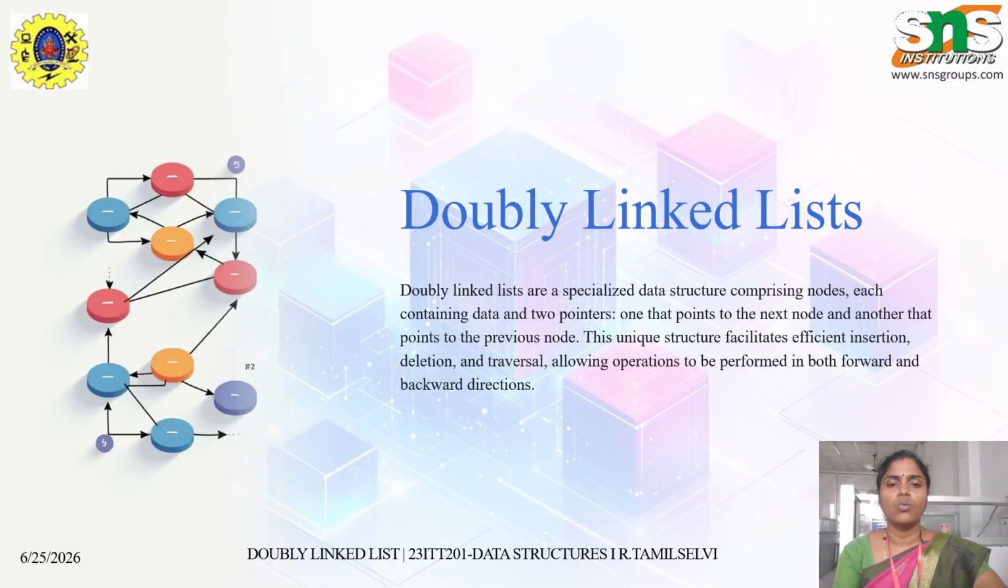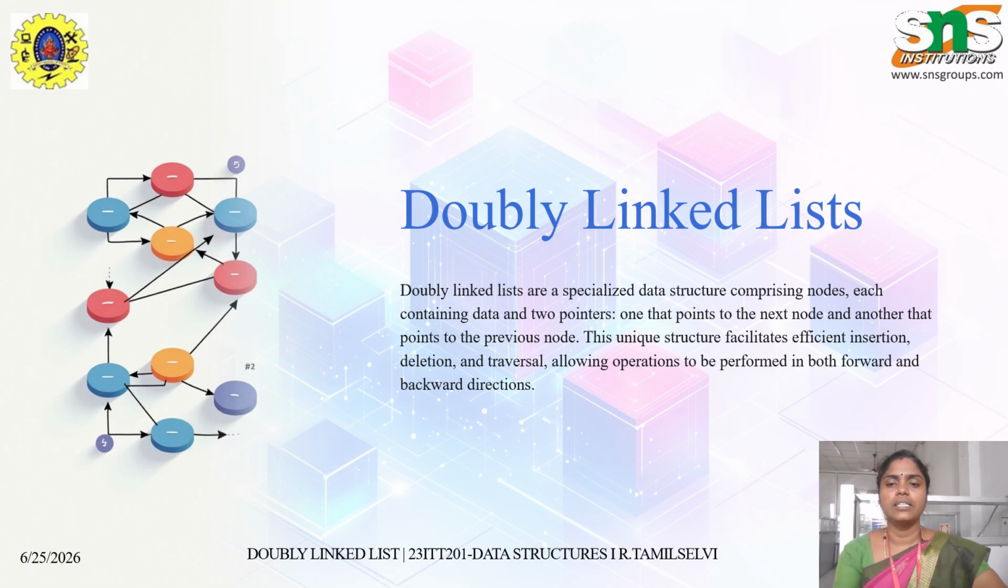First of all, we must know what is meant by a doubly linked list. A doubly linked list is a specialized data structure comprising nodes, each containing data and two pointers. The first pointer points to the next node and another pointer points to the previous node. In a singly linked list, we have only one pointer, but in a doubly linked list, we have two pointers. So each node contains three parts. The first one is the actual data, the second one is a pointer to the next node, and the third one is a pointer to the previous node.